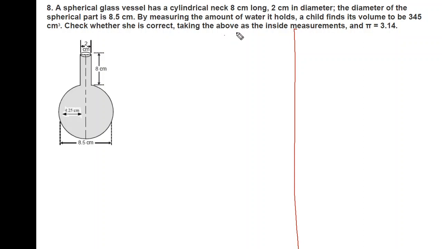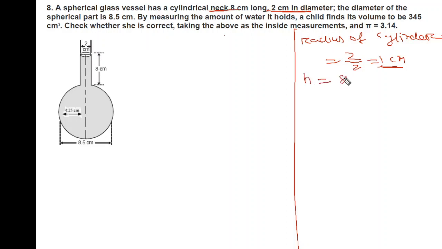See here, radius of this cylinder. Look at the cylinder first. You can see 2 cm is the diameter. So you can write radius of cylinder equal to diameter 2 cm, so 2 by 2 equal to 1 cm. You can write it as R1. Radius of cylinder R1 equals 1 cm. Now height of the cylinder is given to us as 8 cm. The neck is 8 cm, so this is your height. Now h is equal to 8 cm.